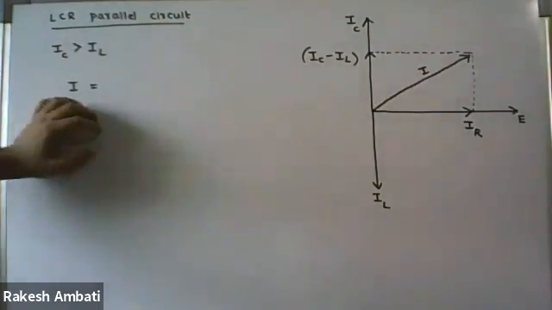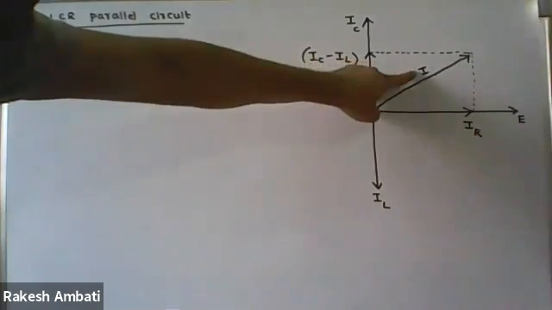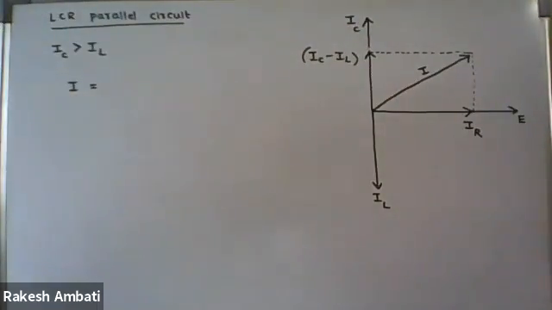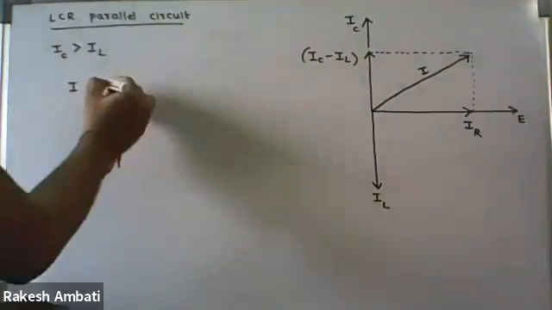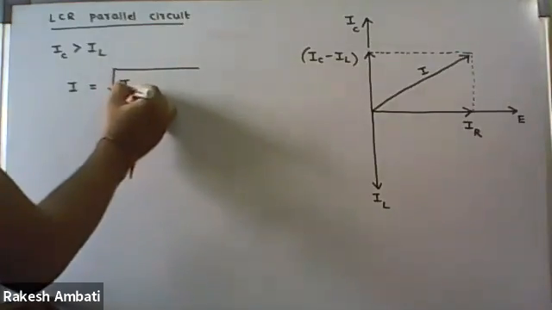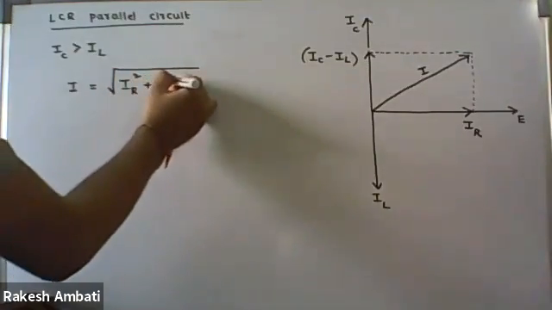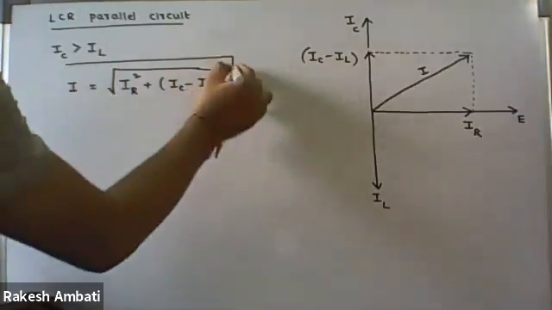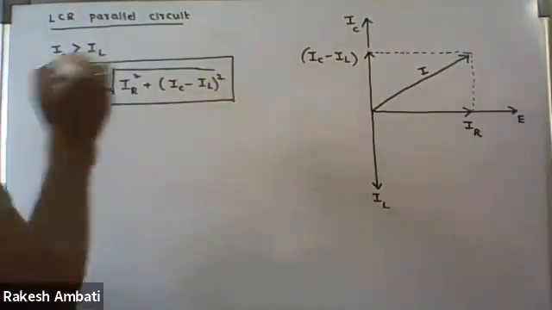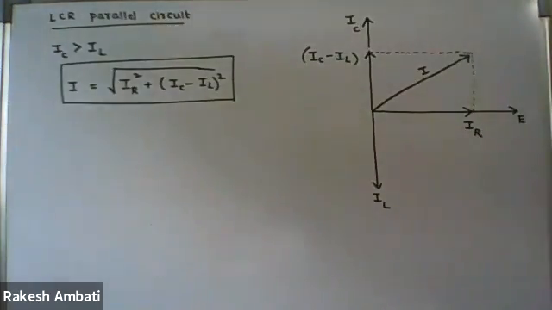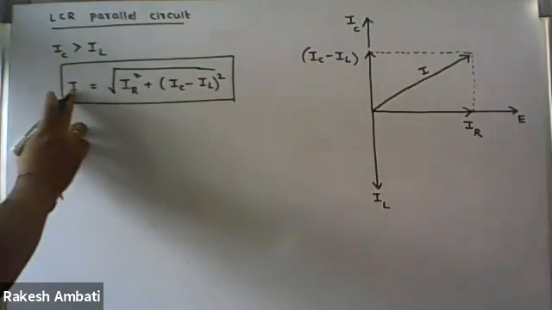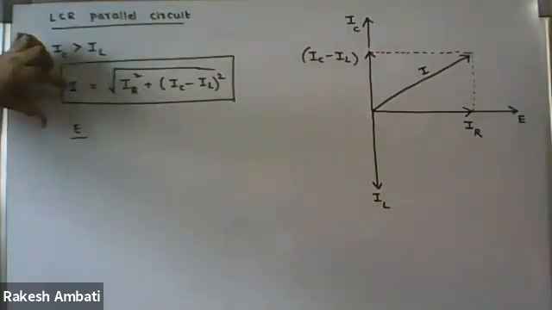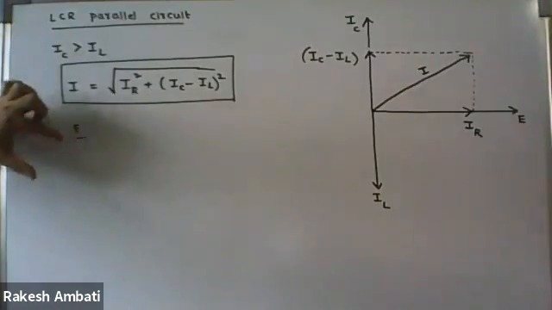Now how to find the resultant current if we follow the parallelogram law? Root over IR square plus IC minus IL, to the whole square. So it is the resultant current. Then, in the place of I, what can we write? E upon Z, where Z is the impedance.